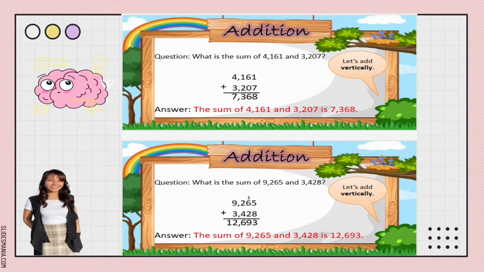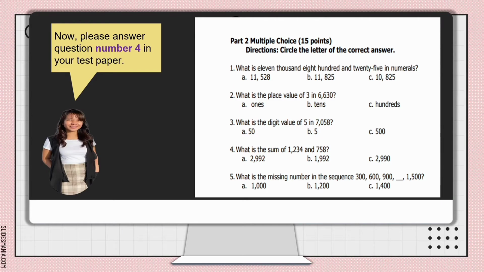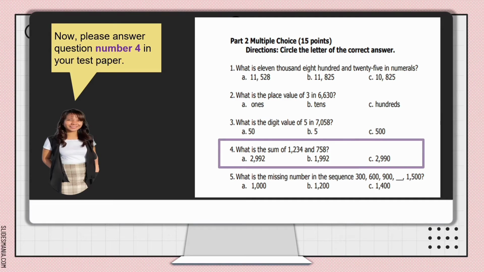Okay, now please answer question number 4 in your test paper. What is the sum? We are talking about addition. If the question is asking for the sum, it means you have to add, use the plus sign. So what is the sum of 1,234 and 758? Now I'm giving you time to answer.